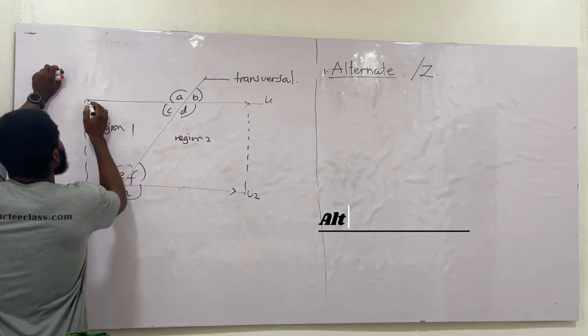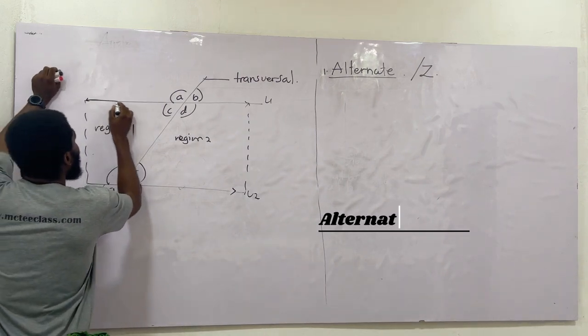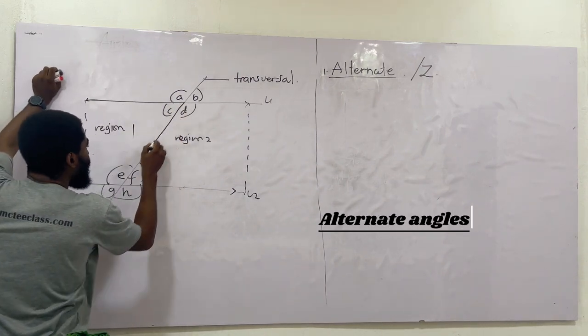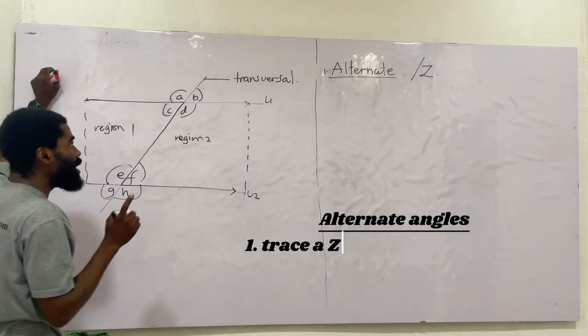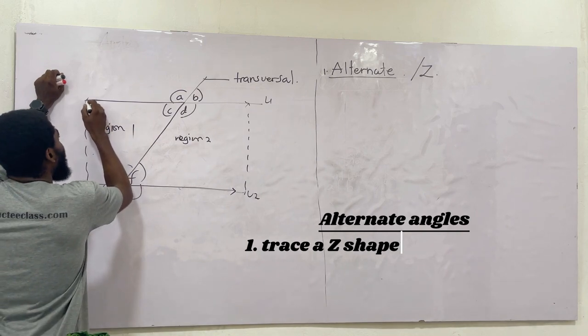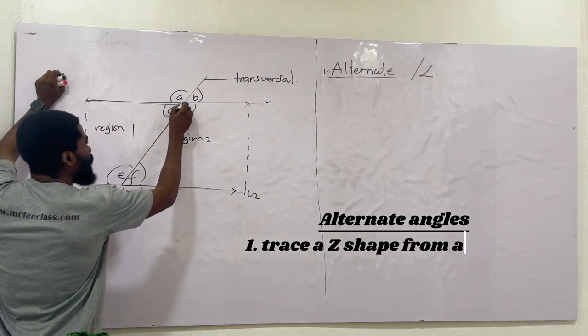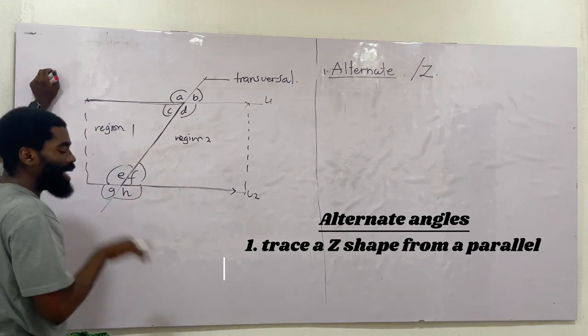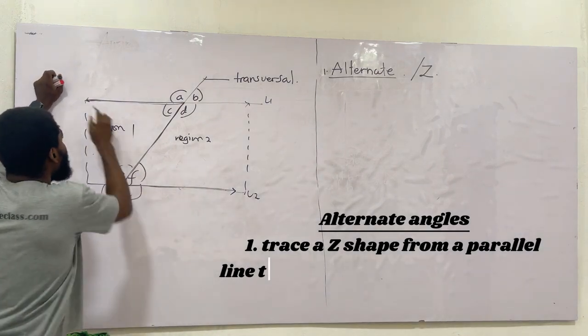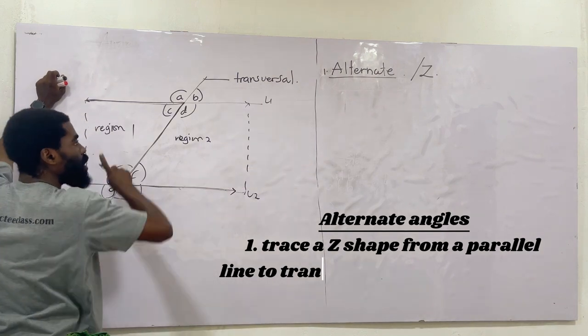Tracing a Z from what? We say from a parallel line to the transversal to another parallel line. That gives us the what? The Z. Let's go again. From a parallel line, we move to what? To the transversal. Then we have another parallel line in the opposite direction. So we start from here, then we went there. So we get a Z.